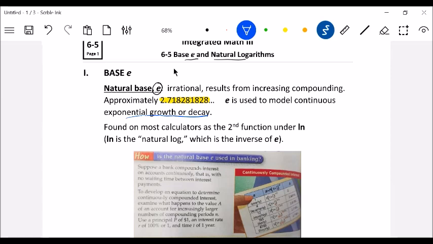Now, it's primarily used for exponential growth or decay. It's used in the financial world, and it's also used for things like population growth. So we'll have some sample problems with those types of things later. You find it in the calculator underneath natural log. It's the inverse of e. So you'll often see a natural log key, ln, and then the second function being e.